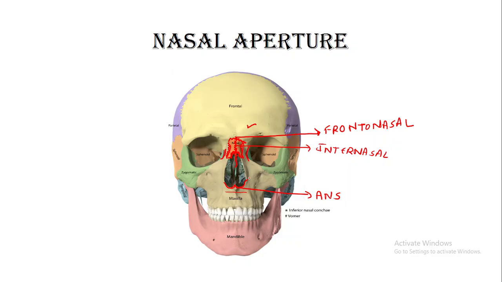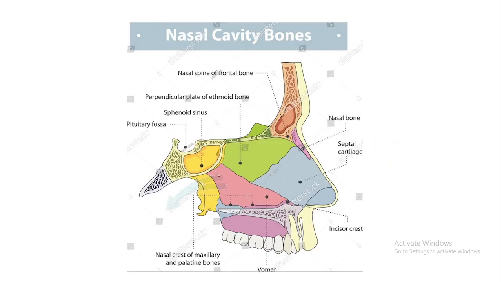Now coming to the nasal cavity. If we talk about the boundaries of the nasal cavity, this picture shows clearly what all the boundaries are. This whole structure is the nasal cavity. This is the roof, the anterior portion, the floor, and the posterior portion of the nasal cavity. So the roof of the nasal cavity is formed by the nasal bone.